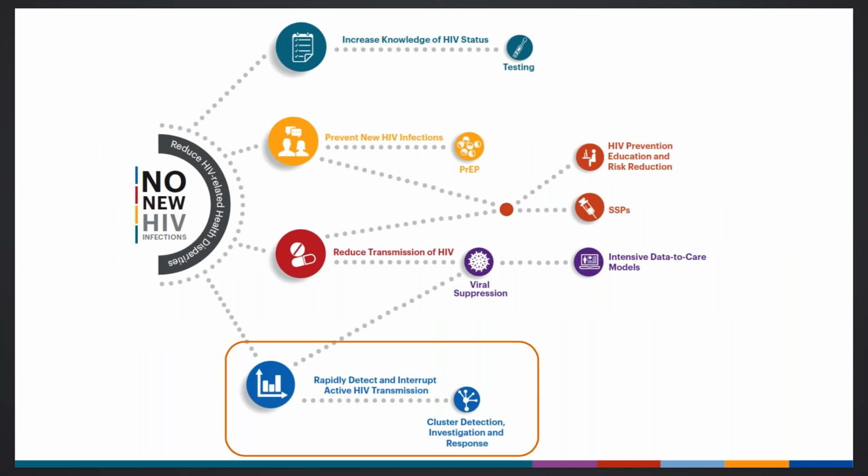So I just wanted to end by showing this figure. This is an infographic that DHAP has put together to indicate their priorities in 2017 moving forward. And you can see that they have priorities in terms of increasing knowledge of HIV status, preventing new infections through PrEP, reducing transmission through viral suppression, SSPs, et cetera. And that there's this new one at the bottom, which is rapidly detect and interrupt active transmission through cluster detection, investigation, and response. So DHAP is really supporting this work and feeling like it's an important way to go in the future. Next slide.